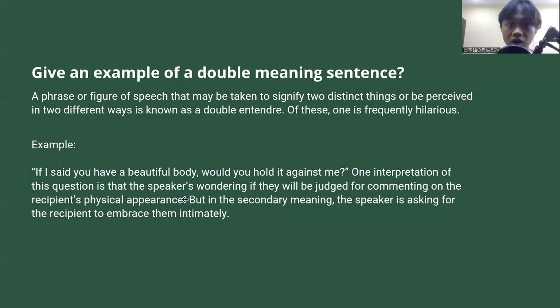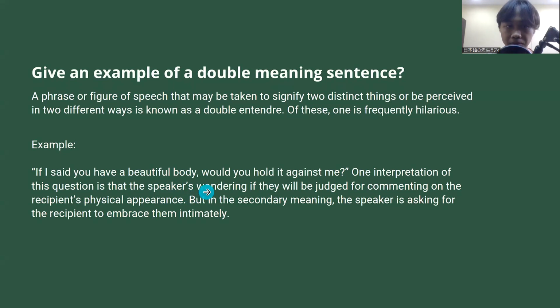Okay, for the next is, give an example of double meaning sentence. So basically, a double meaning sentence is a phrase or figure of speech that may be taken to signify two distinct things or be perceived in two different ways, known as double entendre or double meaning. This one is frequently hilarious.